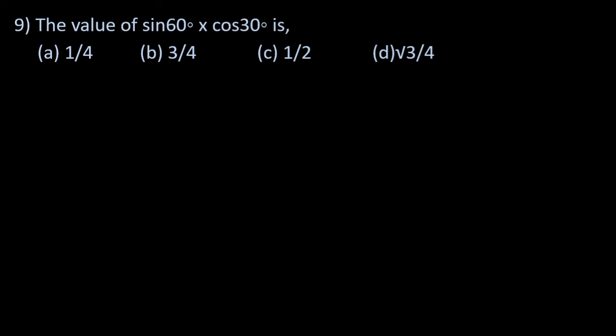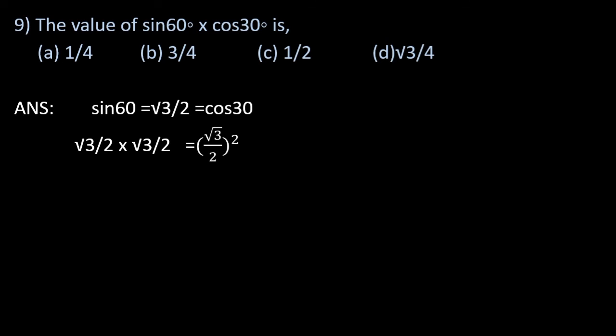Ninth one, what is the value of sin 60 into cos 30? Options we have 1 by 4, 3 by 4, 1 by 2, root 3 by 4. Here the sin 60 value is root 3 by 2 and the cos 30 value is also the same. So sin 60 is equal to root 3 by 2 is equal to cos 30.